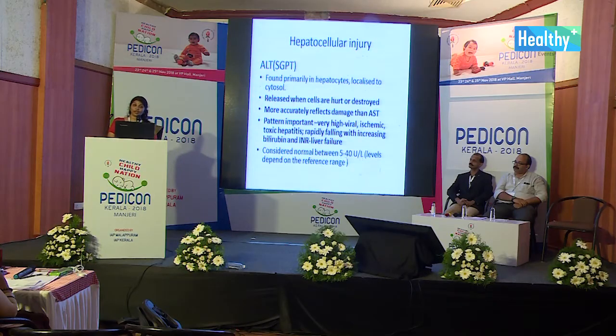Now coming to the important component ALT, that is SGPT, that is released when cells are hurt or destroyed and more accurately reflects damage than AST. The pattern is very important. This is where the practical interpretation comes in. It is very high in viral, ischemic, and toxic hepatitis. Ischemic hepatitis is not of very high importance in children. In adults, in the setting of a massive MI and all that, ischemic hepatitis, and in hypotension, ischemic hepatitis is very important. But in children, I don't think it really reflects that much of an important component.